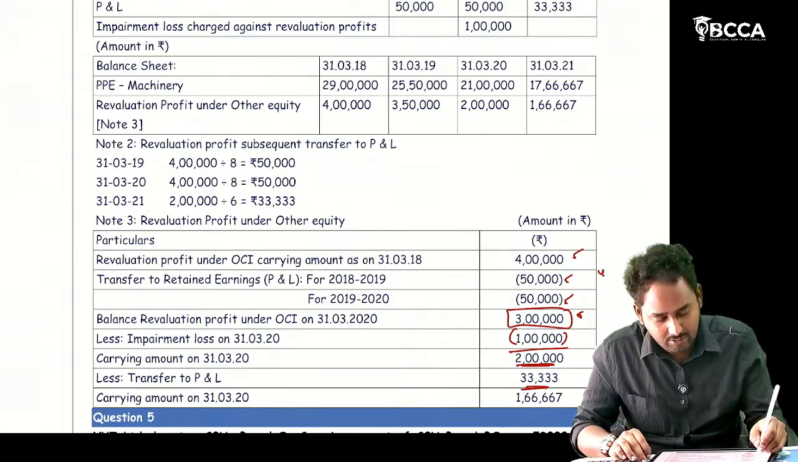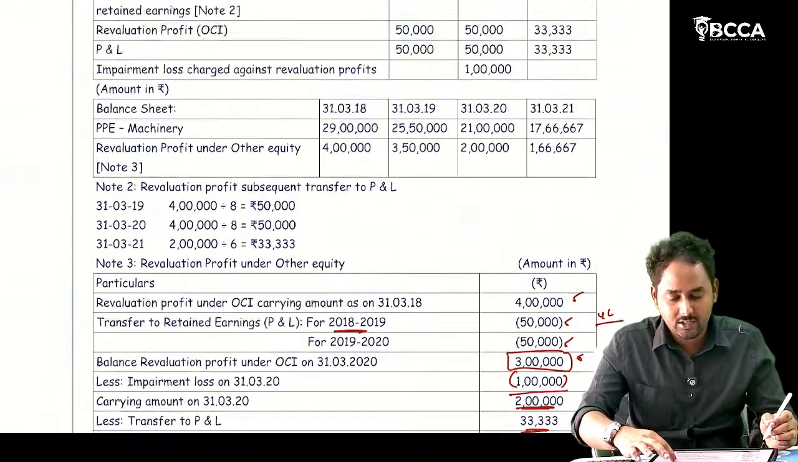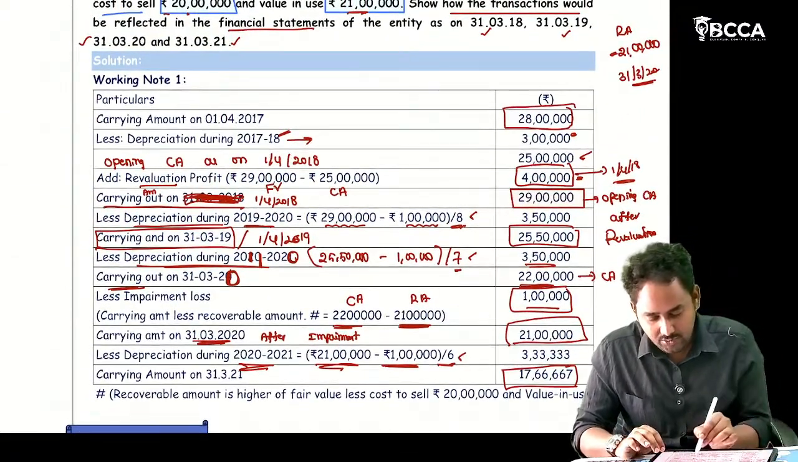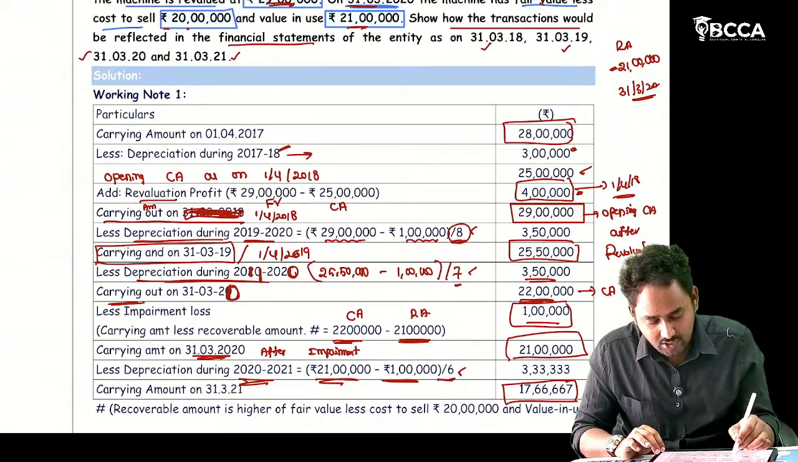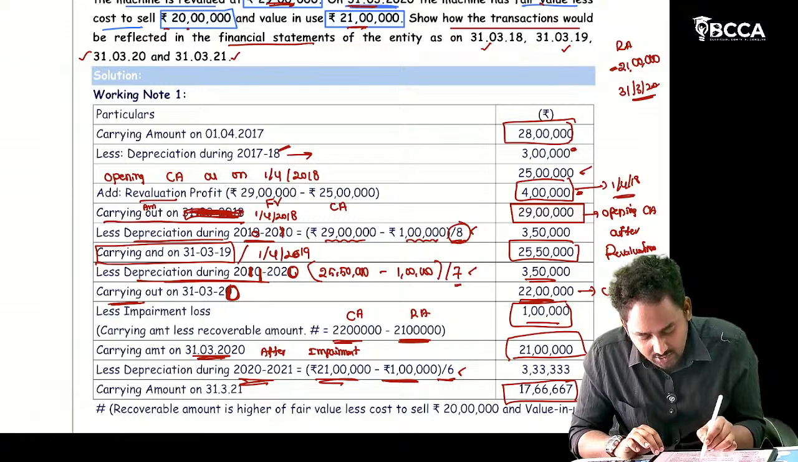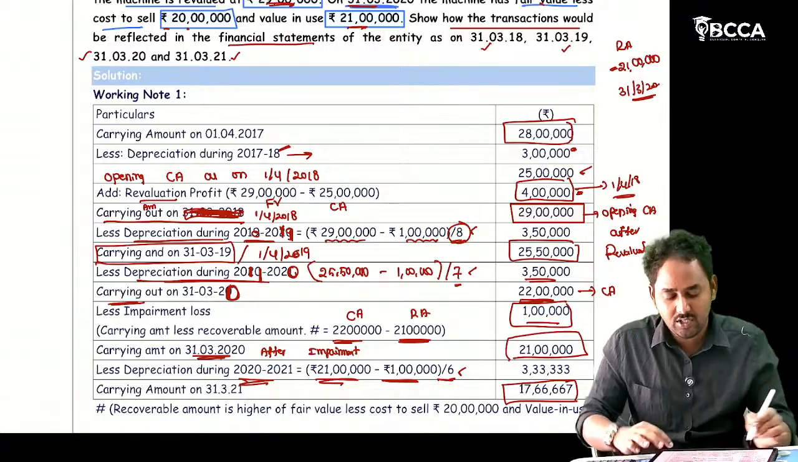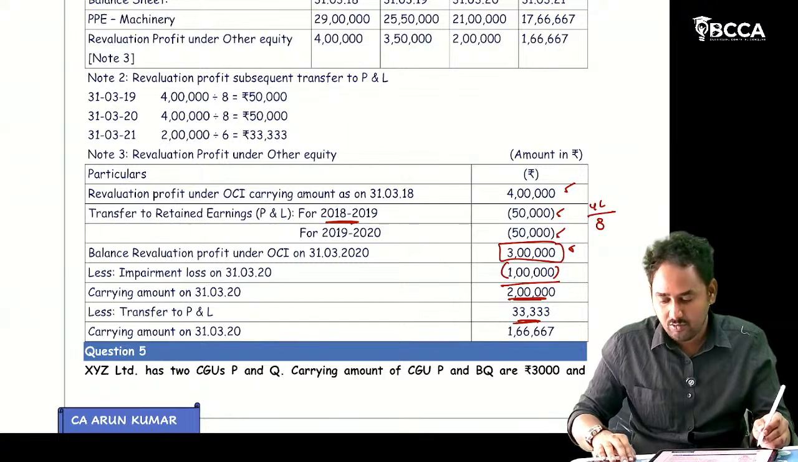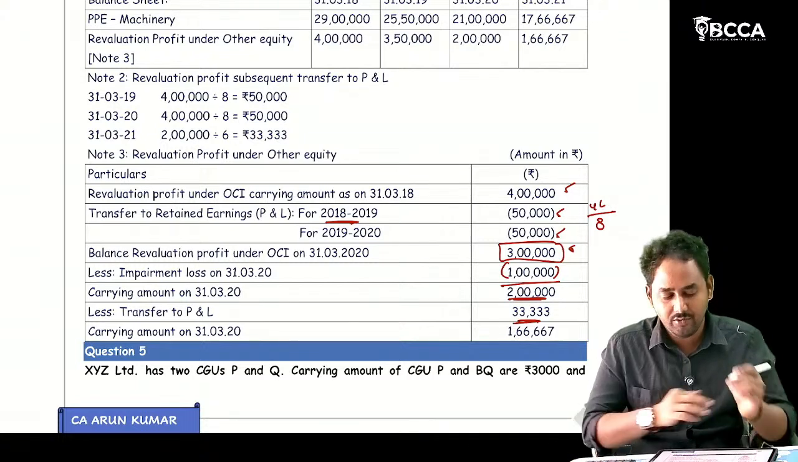So 4 lakh divided by. For 1819 depreciation, how many years are used? For 1819 depreciation they have used 8. So this is 1819 depreciation, they use the 8 years. So divided by 8, 4 divided by 8, it is 50,000. 4 lakh divided by 8 equal to 50,000.